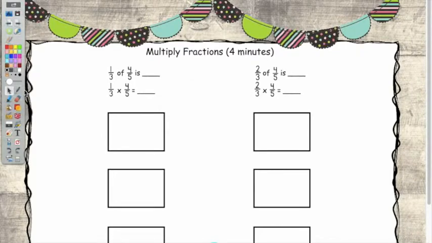Guess what? Multiplying fractions is Module 4. Did we skip Module 4? No. Yes, we did.